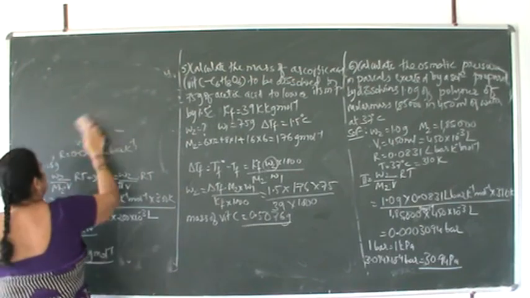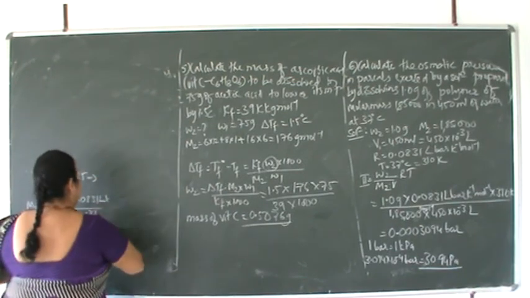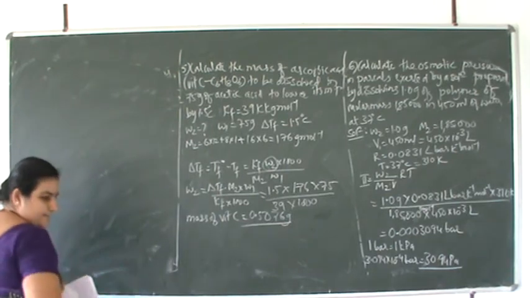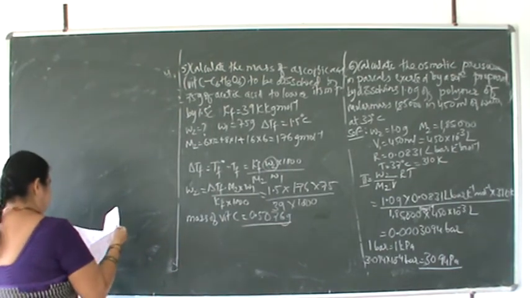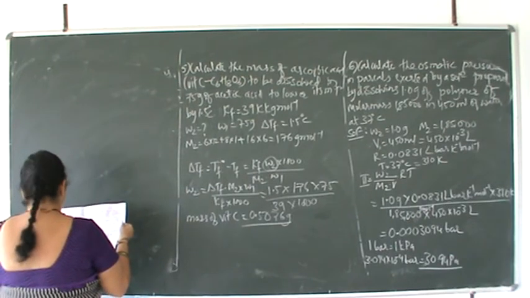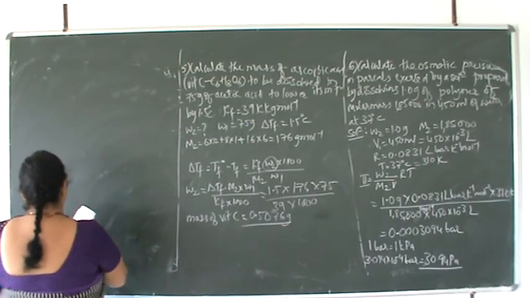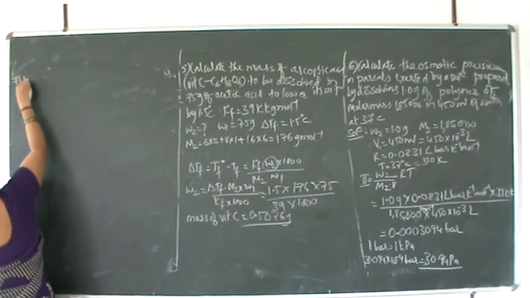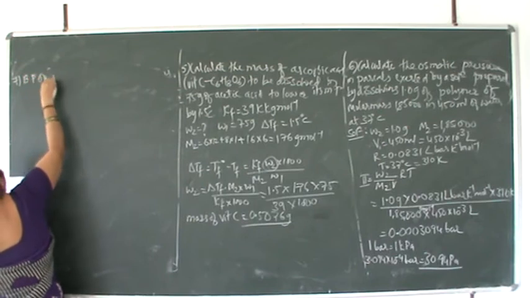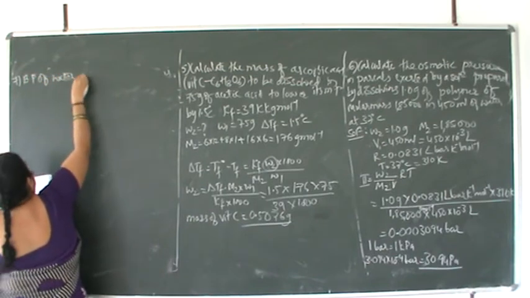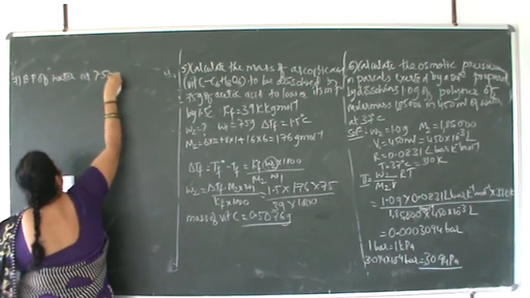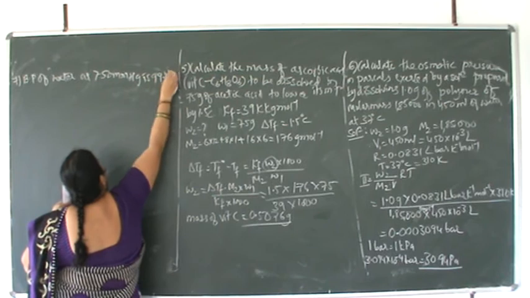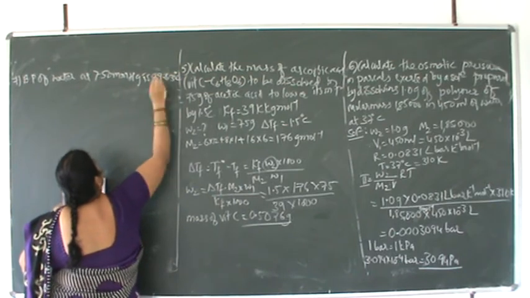Another one I will write. Seventh one. Boiling point of water at 750 mmHg is 99.63 degrees.